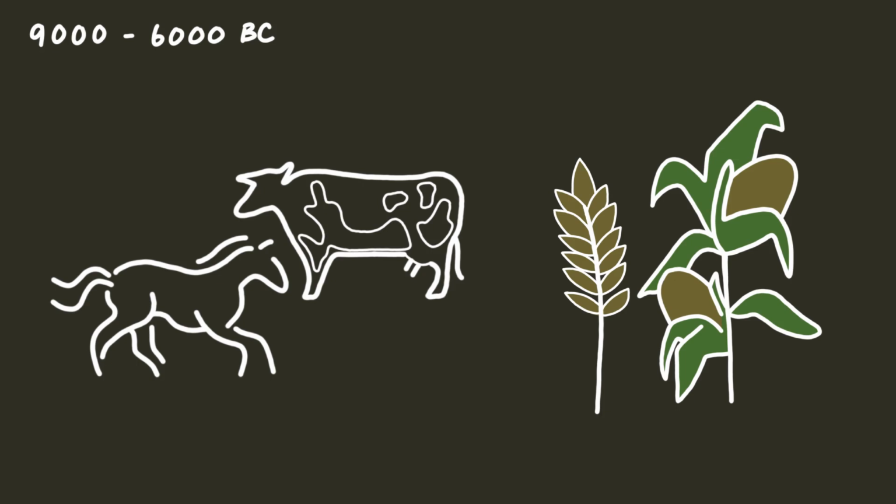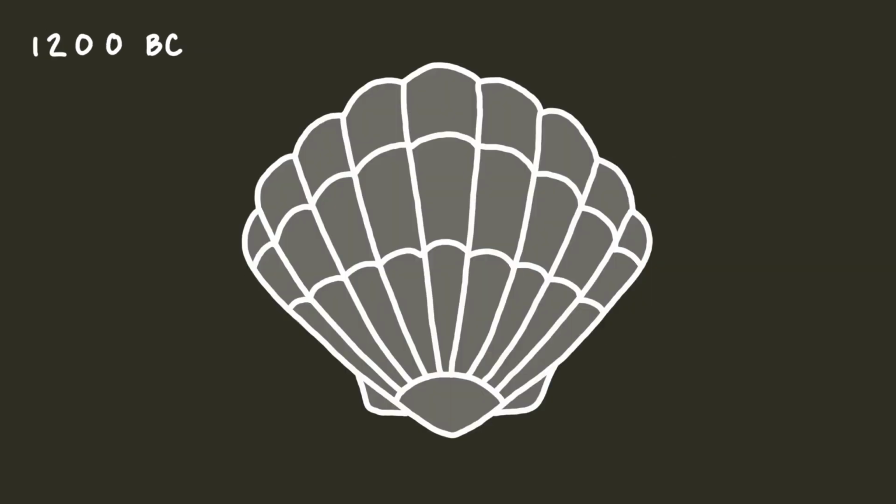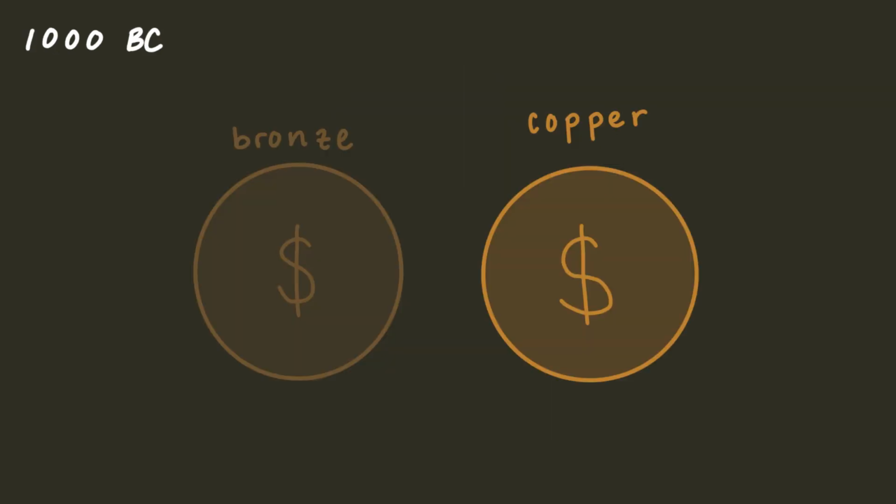For example, from 9000 to 6000 BC, livestock, and with the development of agriculture, crops were used as the primary form of currency. There's evidence of cowrie shells, aka mollusk shells, being used in 1200 BC, and the first metal coins made of bronze and copper were used in 1000 BC. But arguably, the most popular metal used was gold.